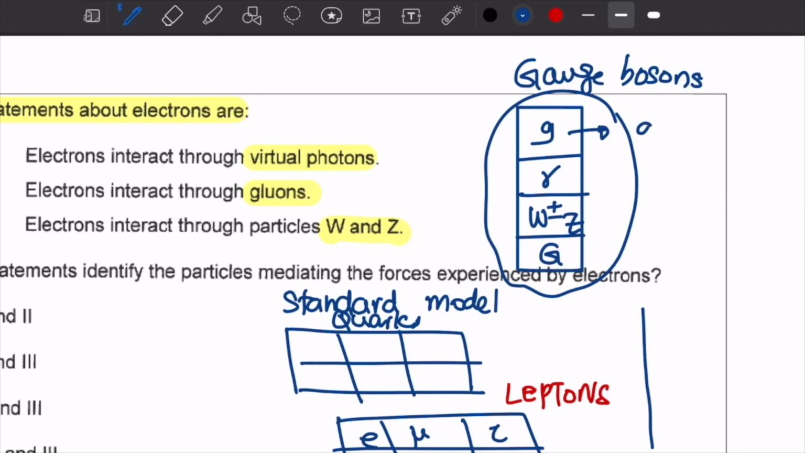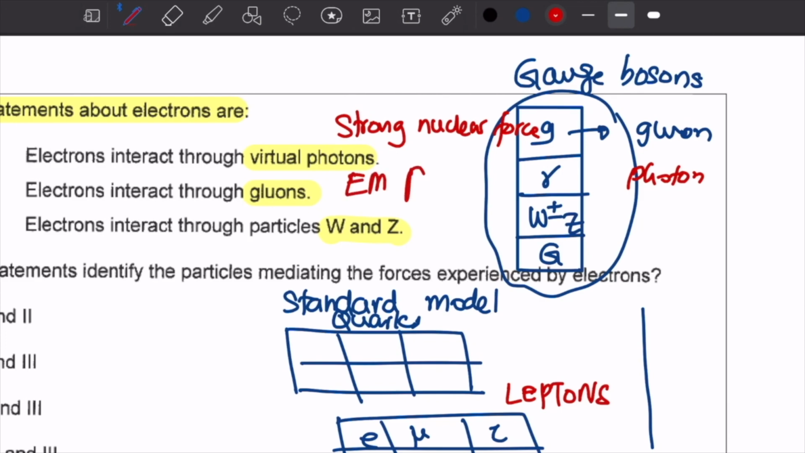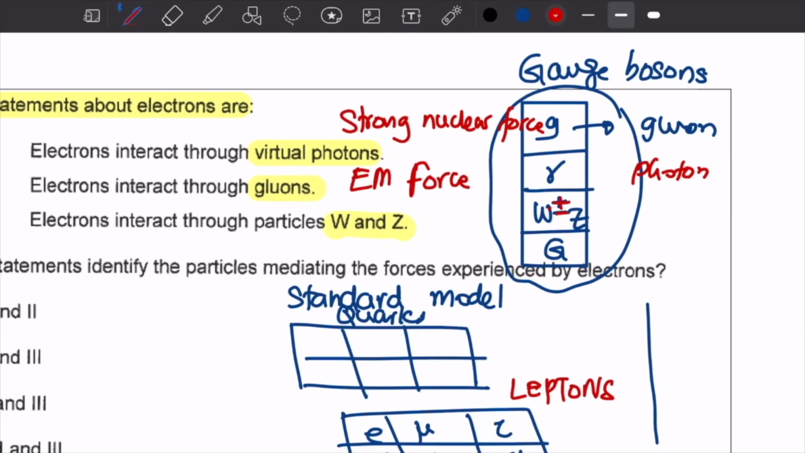First one is gluon. This is responsible for strong nuclear force. Second one is a photon. Photon is the one who is responsible for electromagnetic force. The other one, W plus or minus, I mean there are three bosons together, W plus, W minus and Z boson. These are responsible for weak nuclear force. The last one has actually not been detected yet. This is called graviton, gravitational force.